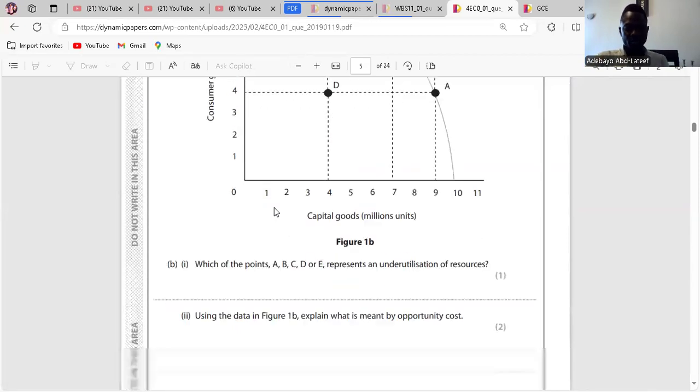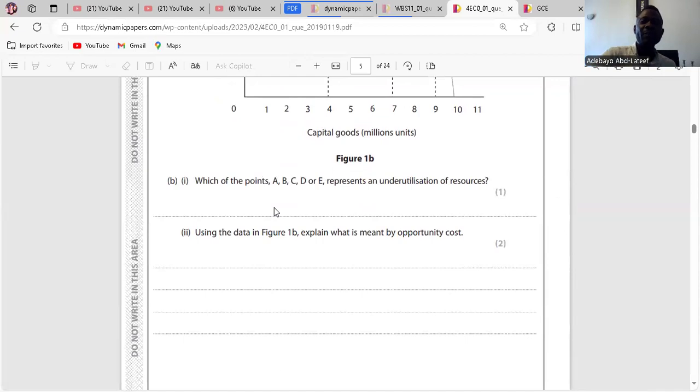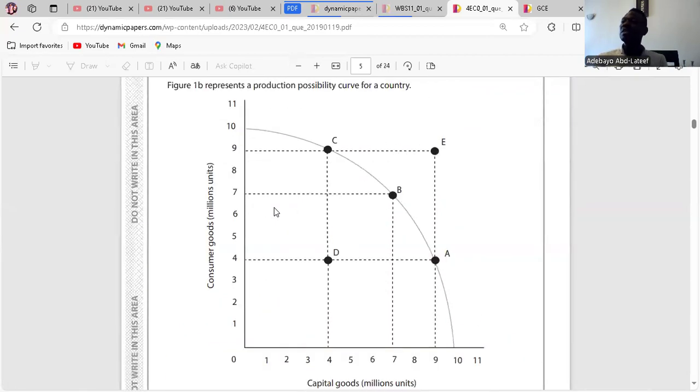The next question. Using the data in figure 1B, explain what is meant by opportunity cost. Opportunity cost is the loss of the best alternative forgone. And as with the PPC here, we said the PPC represents the combination of goods that can be produced if all resources are fully utilized, right? So here we have consumer goods and capital goods.